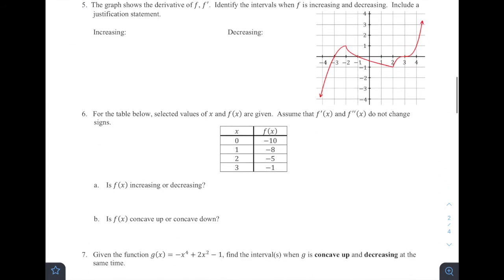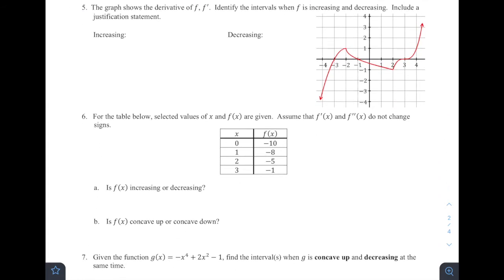Let's try number 5. The graph shows the derivative of f, f prime. Identify the intervals when f is increasing and decreasing, include a justification statement. So again, this is the derivative of f. This is f prime of x. Nice. Where is f increasing and decreasing?